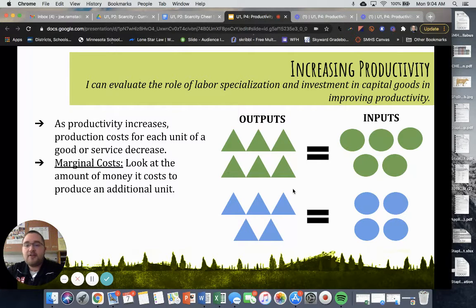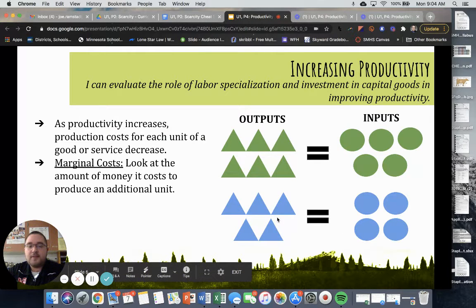As productivity increases, production costs for each unit of a good or service decrease. Marginal cost, kind of what we talked about thinking on the margin. This looks at the amount of money it costs to produce 1 additional unit of a good or service, okay? So our outputs in this diagram, for example, we are producing 6 units of output with 5 units of input. And on the bottom here, in the blue one, we're producing 5 units of output with only 4 units of input.